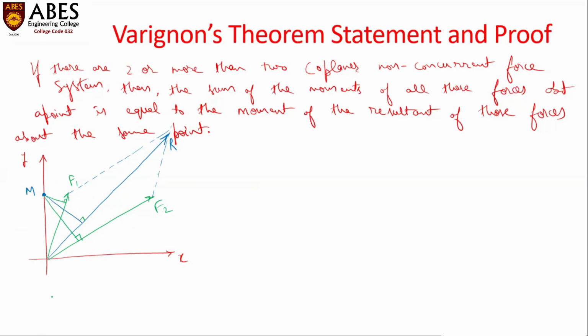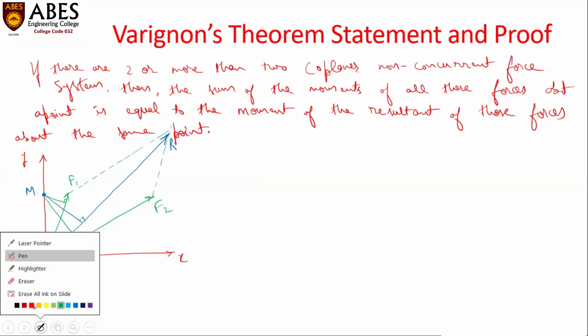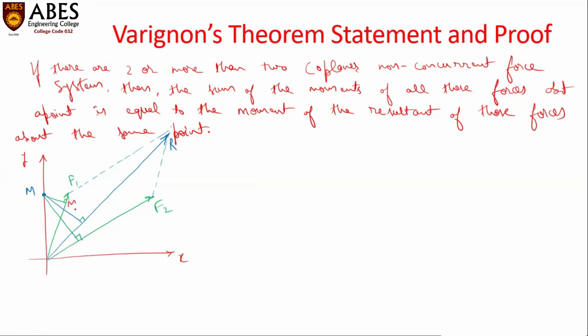Now, let's mark these points. Suppose this point is M, this point is N, and this point is P. And as usual, this point is the origin O. Sorry, we have already chosen this point M, so we need to change this point. Suppose this point is N.